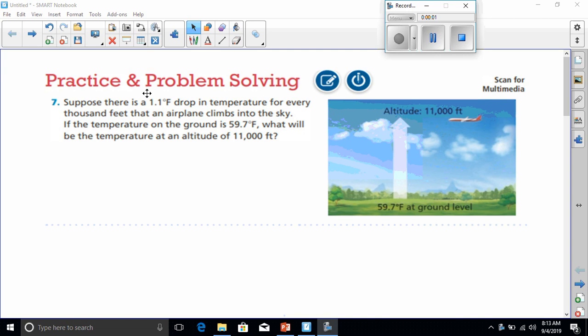Good evening, everybody. Today we're going to be doing practice and problem solving for solving problems with rational numbers. So let's get started. I've got number 7.